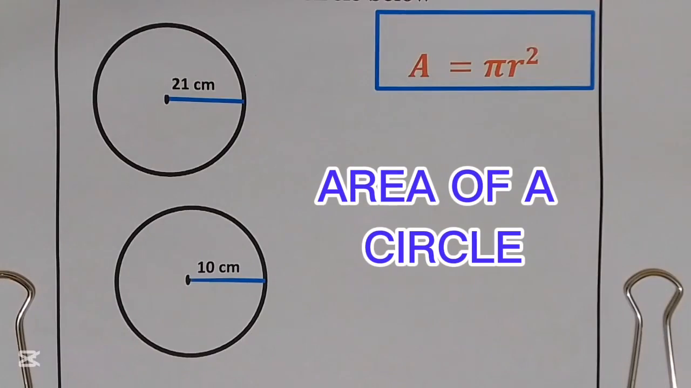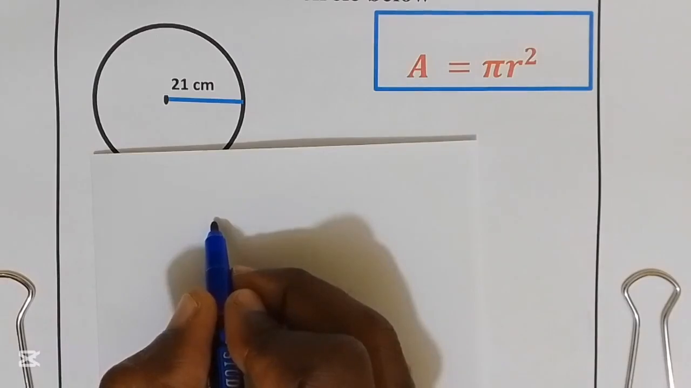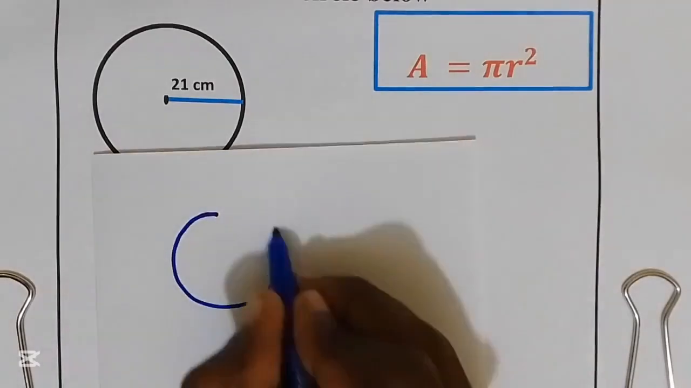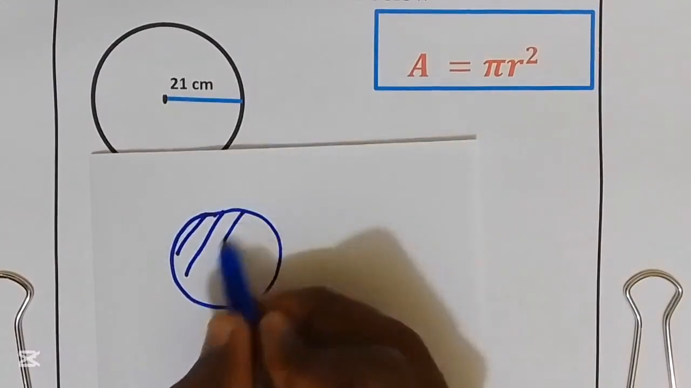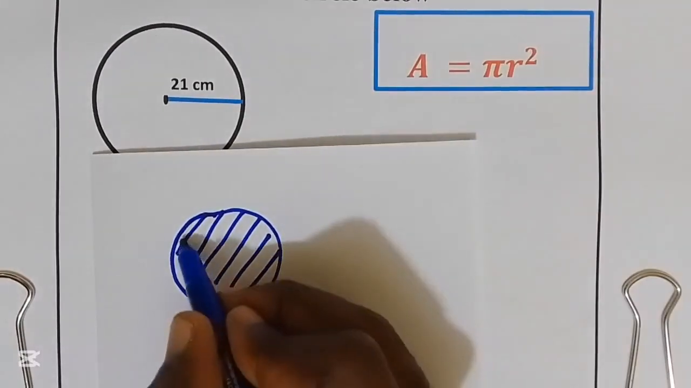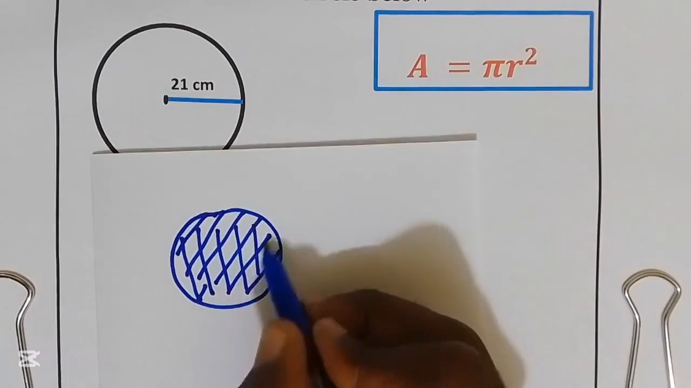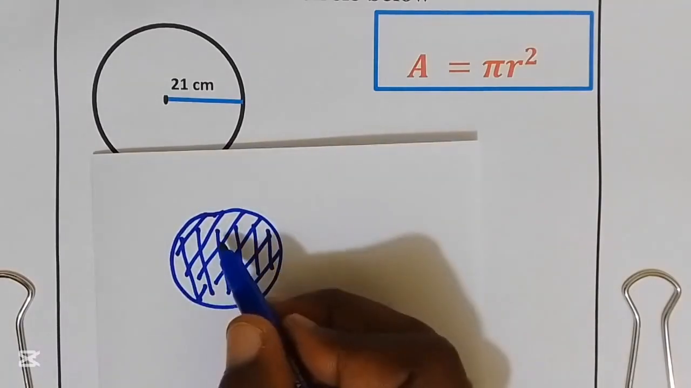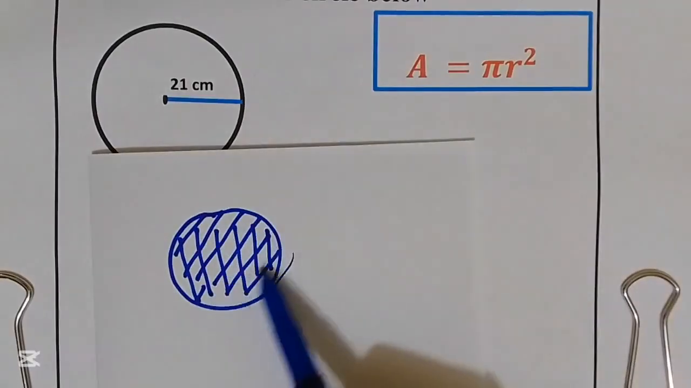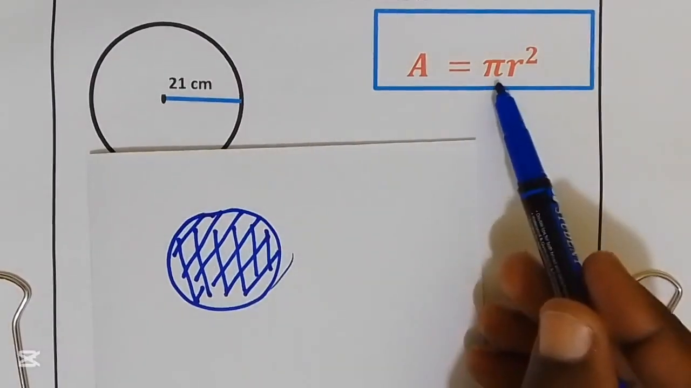Today we are learning how to find the area of a circle. The area of a circle is the space inside the circle. This is the area of a circle. And this area is given by pi r square.